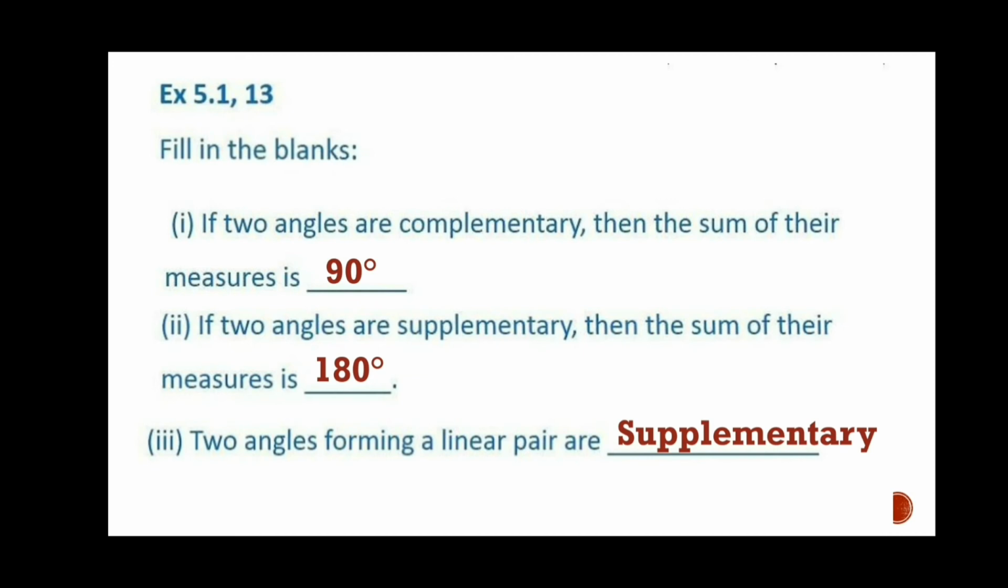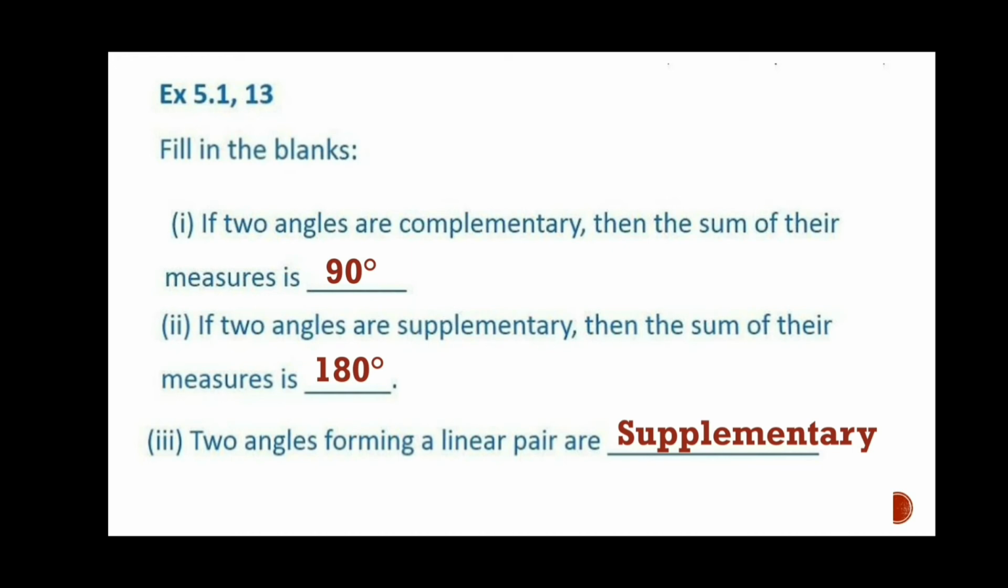The next question is question number 13. Fill in the blanks. I have written the answers here for you. Let's read it quickly. If two angles are complementary, then the sum of their measure is 90 degree. Yes, we know that for complementary angles, their sum is 90 degree. And if two angles are supplementary, then the sum of their measure is 180 degree. Supplementary angles have a measure of 180 degree.